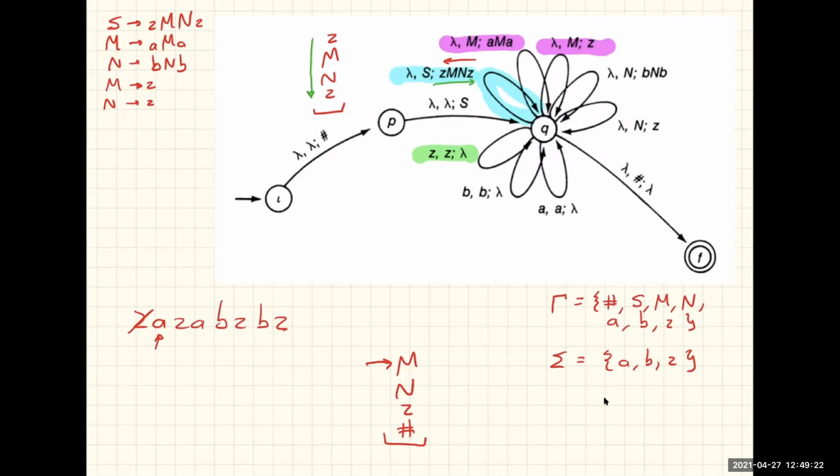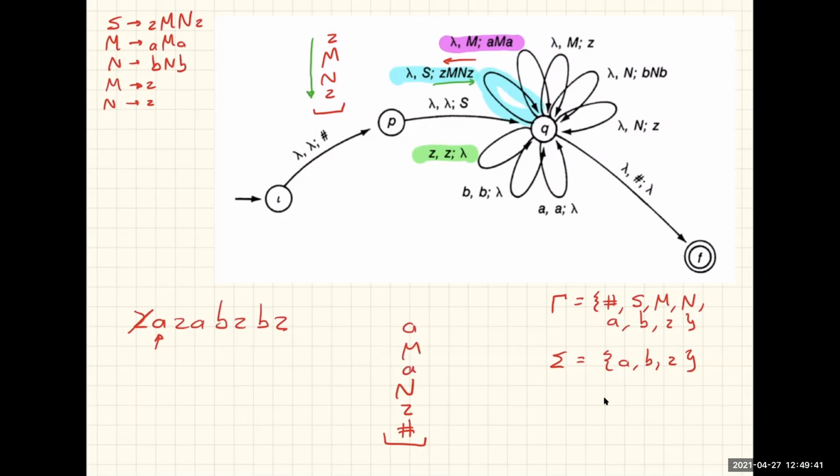Okay, so in the meantime, we have this and this. We know we have this, so we will use the left one, this one. By using that one, it says take out the M and insert AMA.